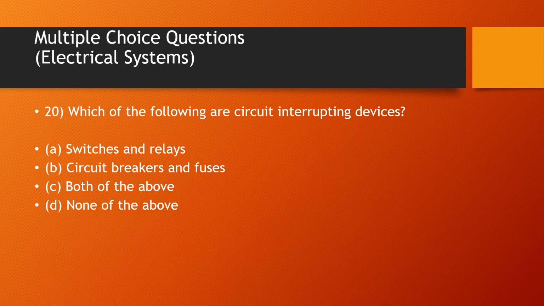Now next question is, which of the following are circuit interrupting devices? Option A is switches and relays. Option B is circuit breakers and fuses. Option C is both of the above. Option D is none of the above. And the answer to this question is option C, both of the above.